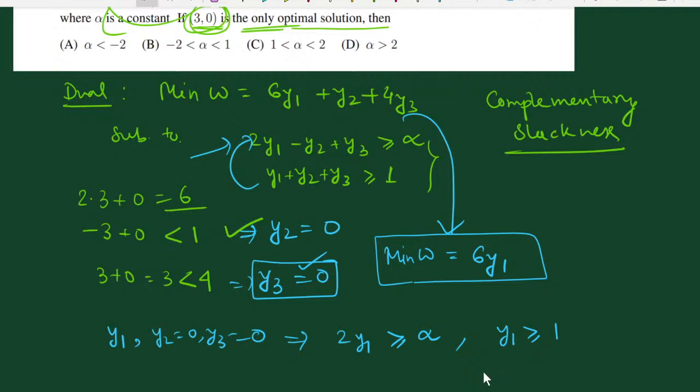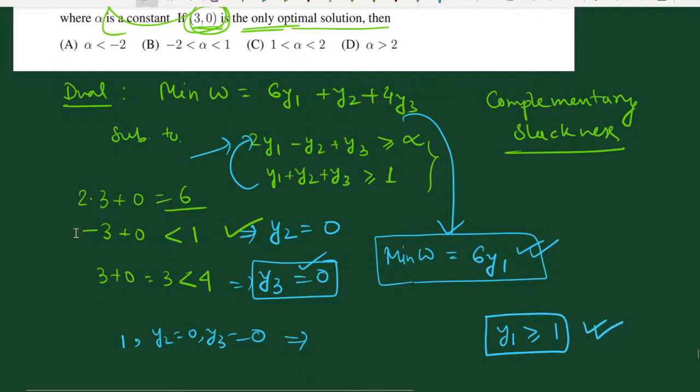Just a minute. Sorry, it is not 2y1, this is 6y1. Minimum of w equal to 6y1, yes, it is 6y1. So the first constraint is not needed. You can check it. Now the value of y1 should be greater or equal to 1.